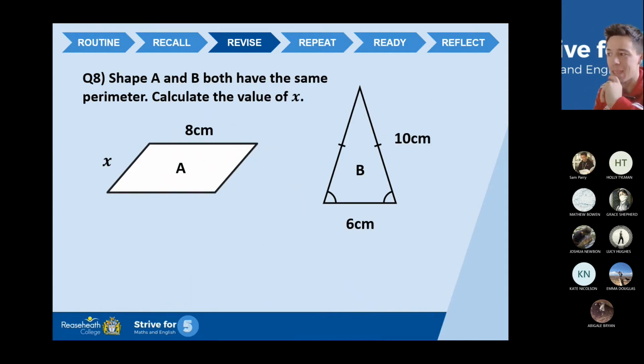Now it says here, shape A and B have the same perimeter. Calculate the value of x. So what we need to do really, work out the perimeter of one of them. Now shape B has the most information about it because that's got an unknown side.